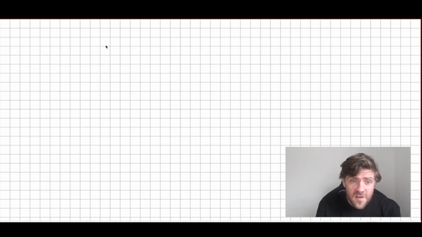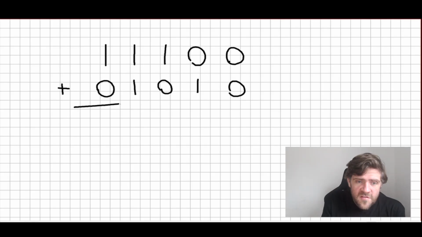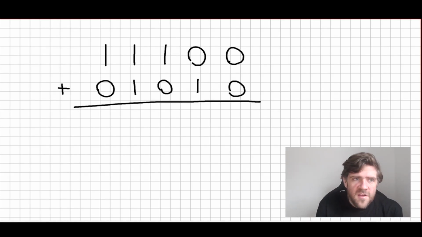So let's start with a number such as 1, 1, 1, 0, 0, and let's add that to 0, 1, 0, 1, 0. You can work out what these numbers are in decimal yourself if you want to have that exercise. And we can go along these columns, adding them again. So 0 plus 0 is 0. 0 plus 1 is 1. 1 plus 0 is also 1.